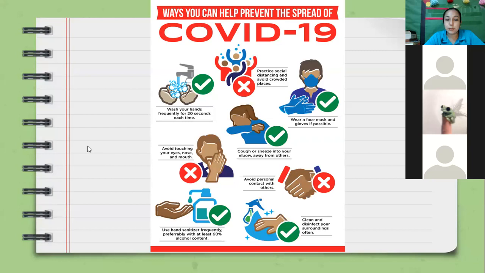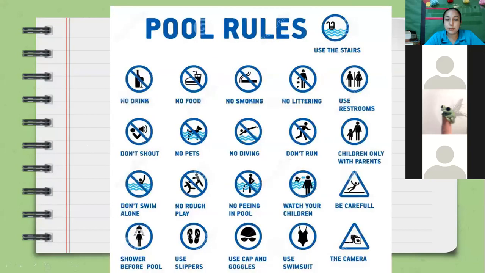But we have other rules, for example, pool rules. What are these? Okay, the majority. Okay, we can see, in a place: use the stairs, no drink, no food, no smoking, no littering, use restroom, don't shout, no pets, no driving, don't run. If you see this one, we don't only use the auxiliary or helping word, don't. We can use no, no smoking. Yeah, is it possible to say that? Yes, okay, and this one is an instruction.